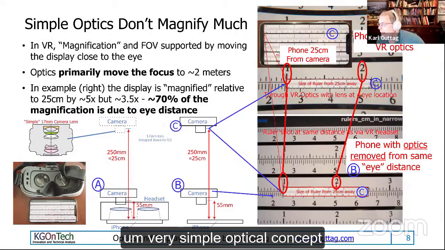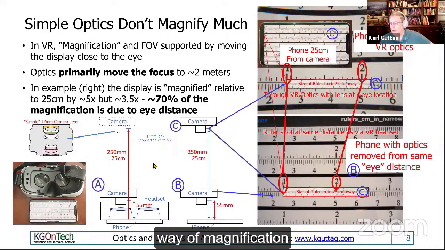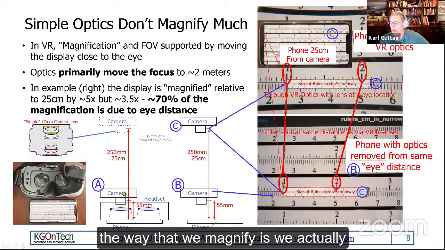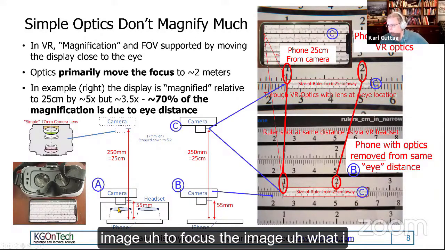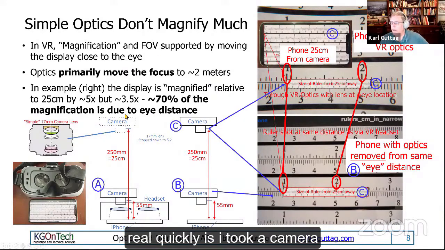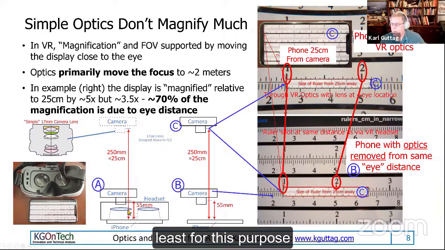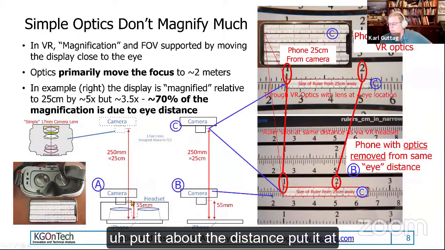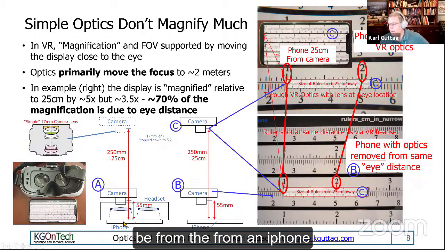Very simple optical concept. Most simple optics don't do much in the way of magnification. The way that we magnify is we actually move the eye closer to the screen and then use the lens to focus. So the main function of that lens can be thought of as to focus the image. What I did here real quickly is I took a camera that simulates the eye pretty well, at least for this purpose. Put it at the distance the eye would be from an iPhone. This is for a little VR adapter.